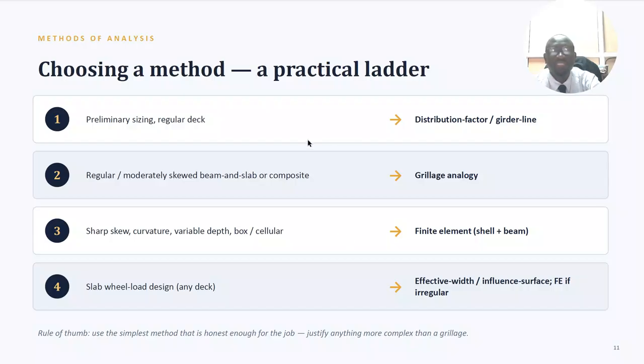Choosing a method, a practical ladder. Preliminary sizing, regular depth, distribution factor or girder line, regular or moderately skewed beam and slab or composite. You do grillage analogy for sharp skew, curvature, variable depth. Box cellular, do finite element, shell plus beam. Then slab wheel load design, any depth: effective width strip, influence surface, finite element if irregular. Rule of thumb: use the simplest method that is honest enough for the job. Justify anything more complex than grillage.